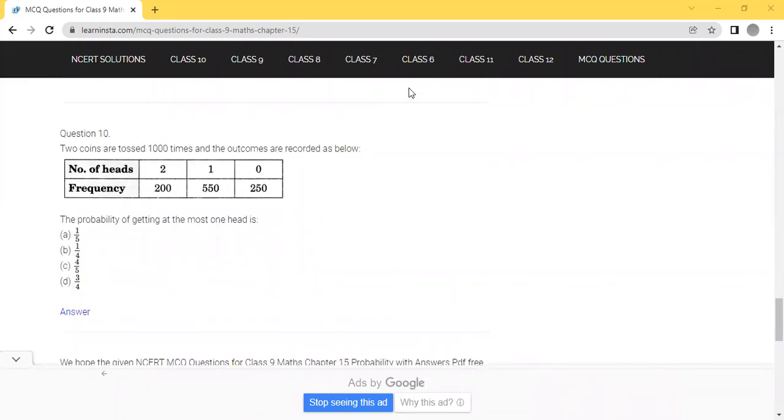Yes, can anybody tell me the probability for at least one head? At least one head. I had explained all the concept yesterday. Gagan, what do you mean by at least? What do you mean by at least one head? Ma'am, 750 upon 1,000. Ma'am, more than one.